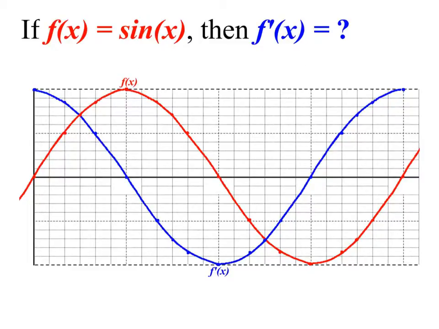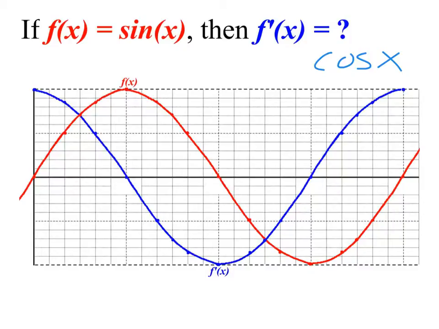If f of x equals sine of x, then what does f prime of x equal? In other words, this blue graph is the graph of what function? Cosine. Yep, it's cosine. Why is it cosine?